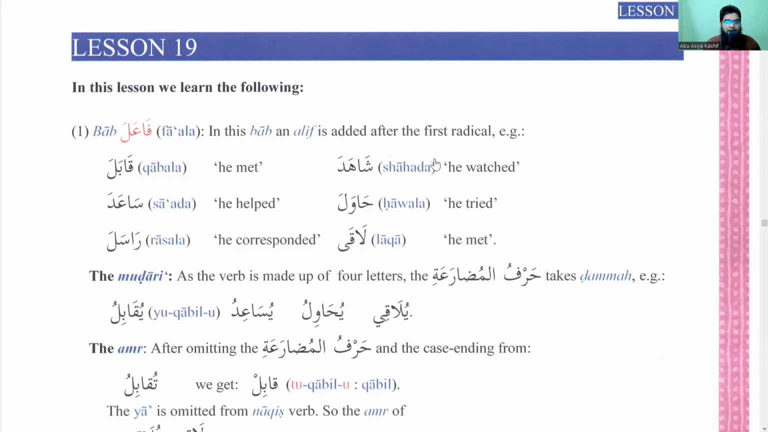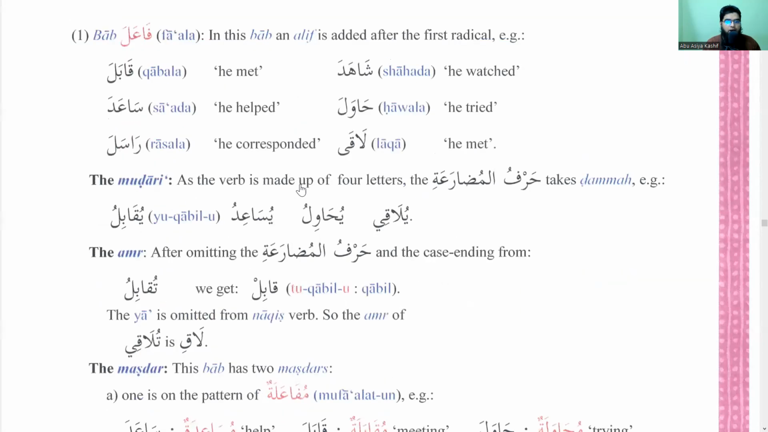Qabala, he met. Shahada, he watched. Again, root letters are sheen, ha, and dal. Sa'ada, he helped. Hawala, he tried. Rasala, he corresponded. Laqa, he met. Root letters are lam, qaf, and ya. The mudare, as the verb is made up of 4 letters, the harful mudare takes dhamma.